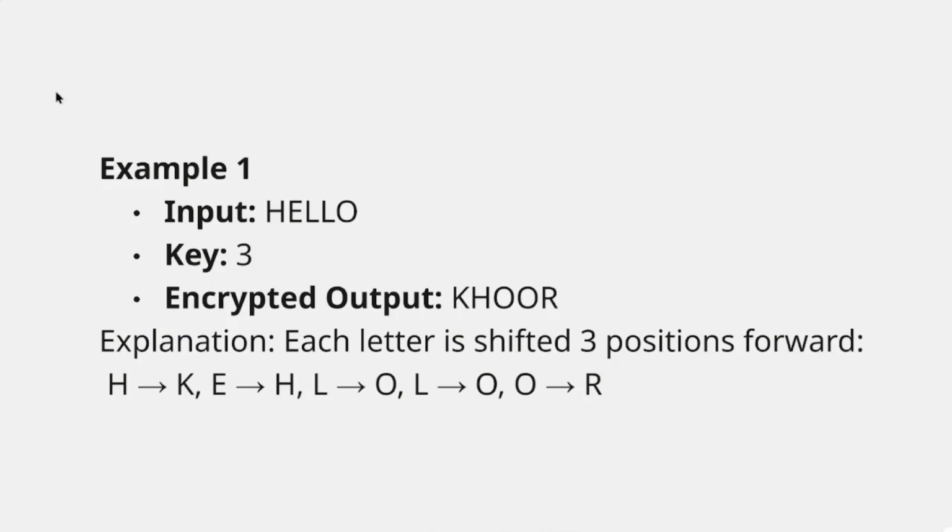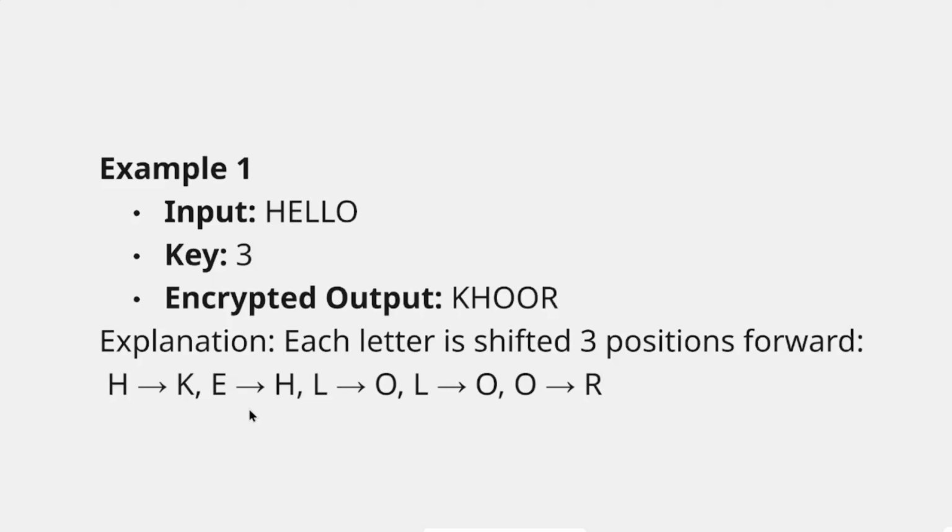Suppose our key value is 3, that means we have to shift by 3. If it's 2, we have to shift by 2. So if we have an H, we'll get a J if the shift value is 2. Here, every character moves 3 positions forward.